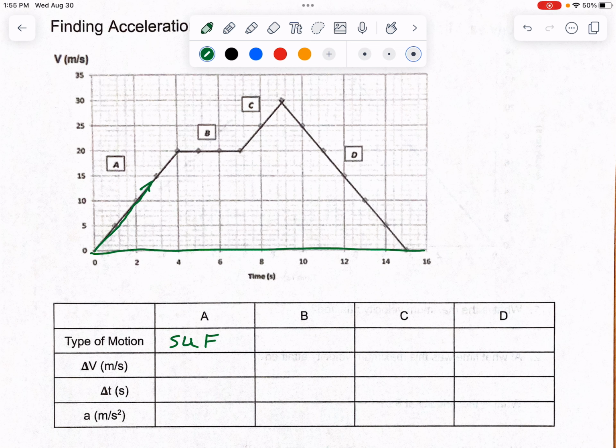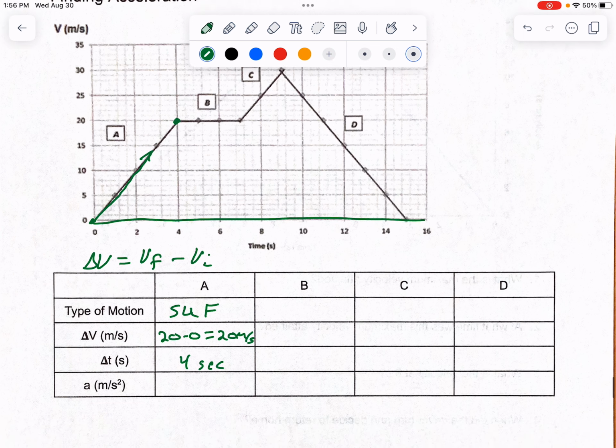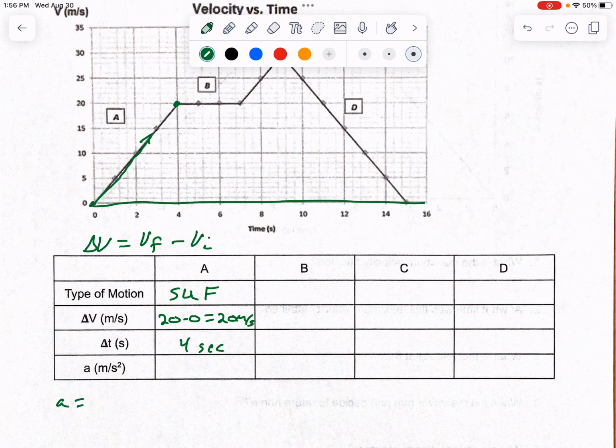Our change in velocity, where triangle just means change, would be your final velocity minus your initial velocity. So where did you end minus where did you start? Well, I ended at 20, and I started at 0 meters per second. So 20 minus 0 is going to give me a velocity of 20 meters per second. Now my change in time is just how long did it take. So look at your x-axis, that's going to be your time. It took us 4 seconds. And now A stands for acceleration. Acceleration is change in V over change in T. Now I have both of those, so 20 divided by 4 is going to give me an acceleration of 5 meters per second squared.